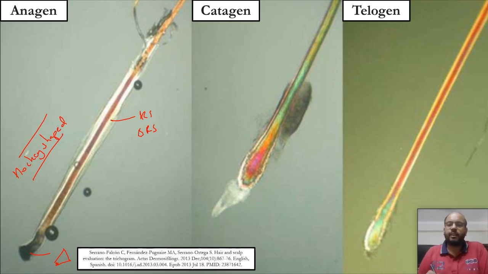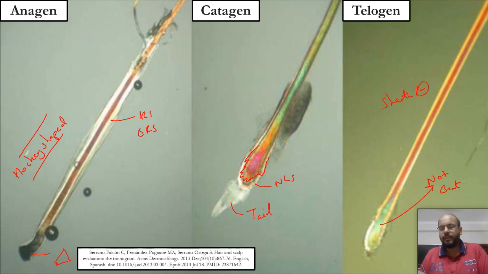While in catagen, you will see a non-cornified sac around it along with a tail of perifollicular fibrous sheath with expanded frayed edges hair bulb. While in telogen, you will not see sheath. Sheath is absent, but since the bulb is cornified, the bulb is not bent. Clear? It's not bent. Let's move forward.